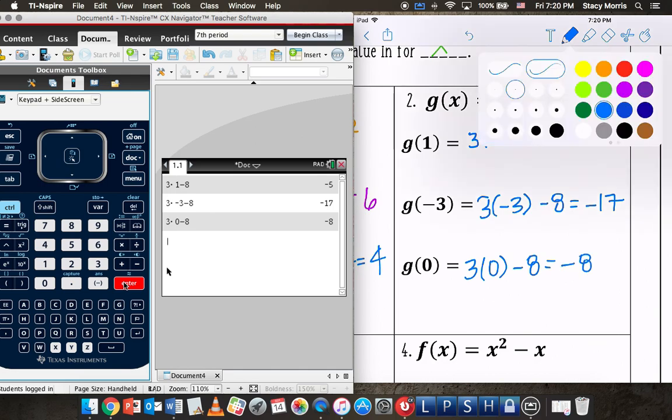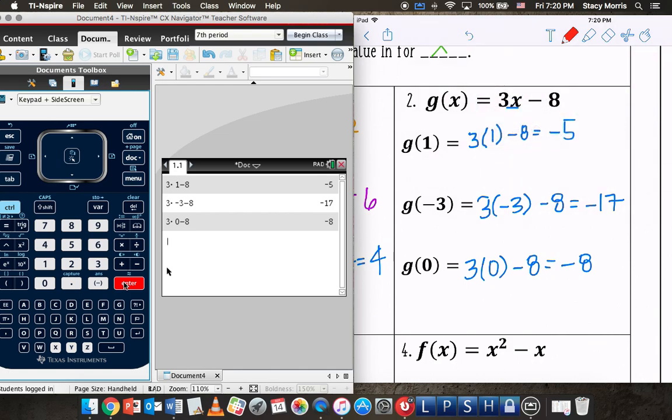Okay. Again, if we write that out, it might at some point look like this. g of 1 equals -5, because when we evaluated 1 in the function, we got -5. The second one would be g of -3 equals -17. And the last one, g of 0 equals -8.